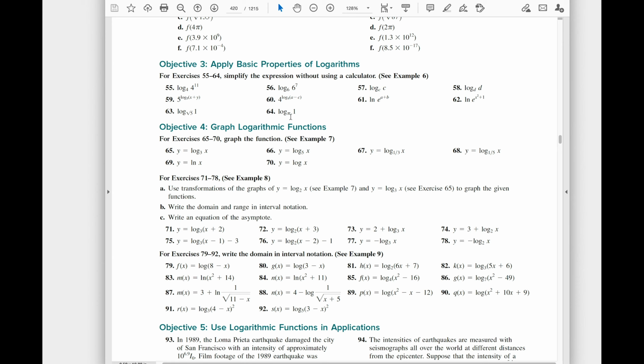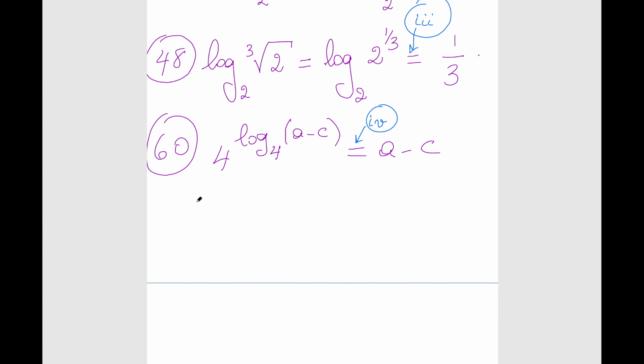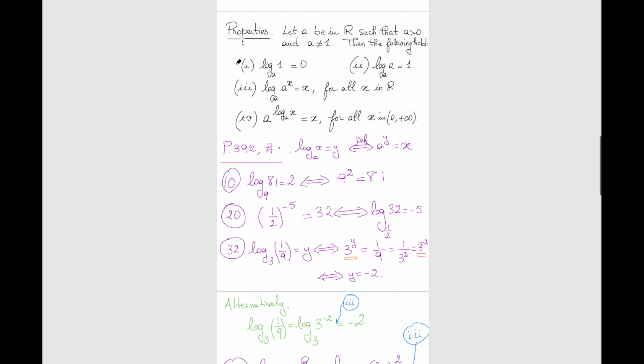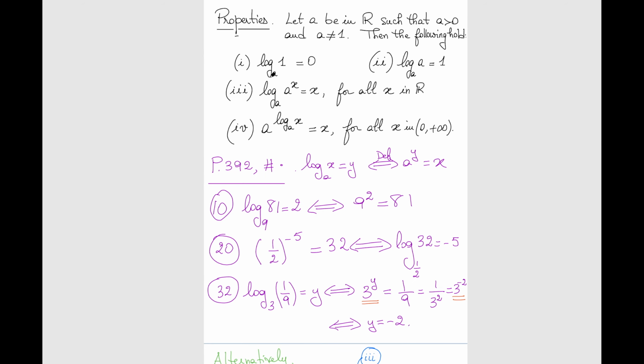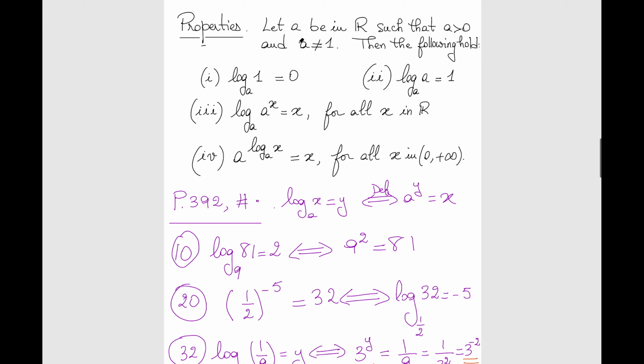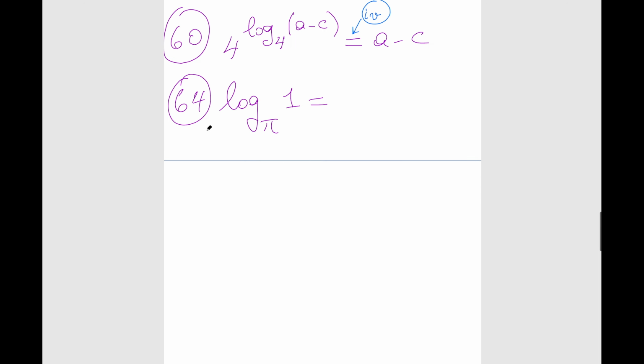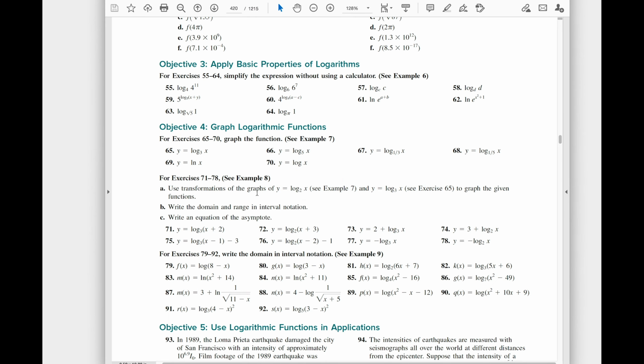64: log base pi of 1. Okay, they're trying to be fancy here. Log base pi of 1. So what is it? Well, log base pi of 1, we derived this result at the time, if you remember. We discovered this property 1. And the base a in this context is pi. Pi is certainly a number that's positive and different than 1, right? So log base pi of 1 is 0, right? Because this is the power to which I should raise pi to get 1. Well, raise it to power 0 and you got it. Okay? All right. So these are not bad at this point.